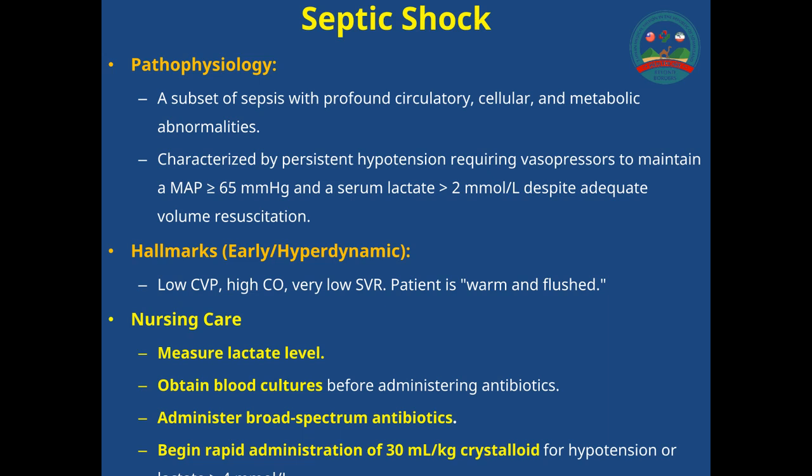Nursing care focuses on measuring lactate level early, obtaining blood cultures before giving antibiotics, and administering broad-spectrum antibiotics as soon as possible. Give fluids rapidly, usually 30 milliliters per kg of crystalloid for hypotension or lactate greater than or equal to 4. If hypotension persists after fluid resuscitation, start vasopressors, with norepinephrine as the first-line agent to maintain MAP at or above 65 millimeters of mercury.